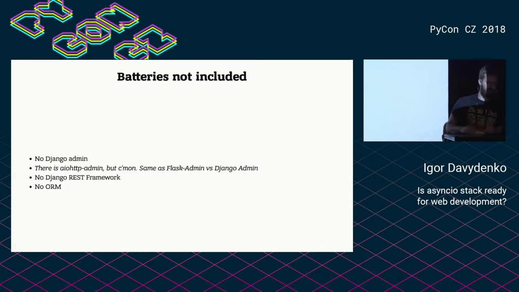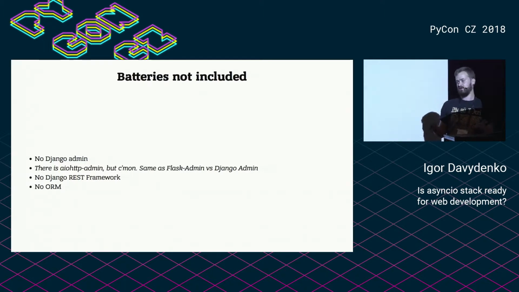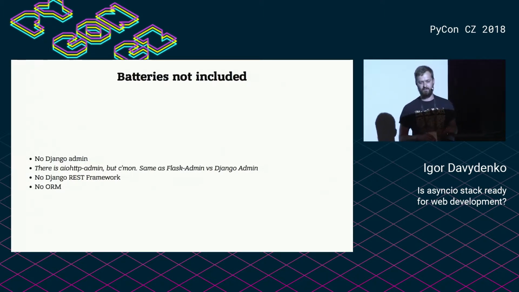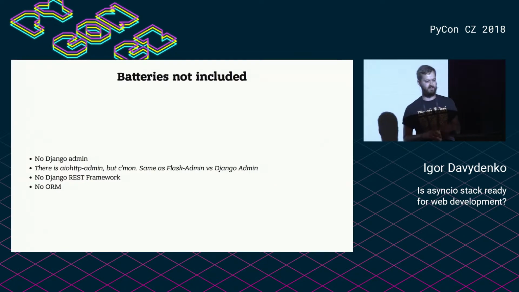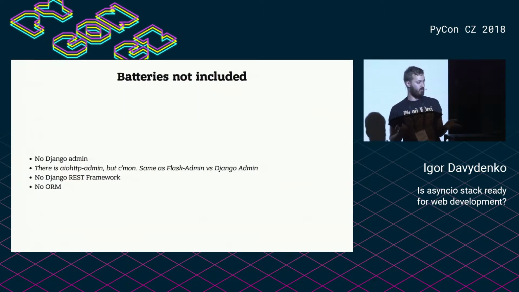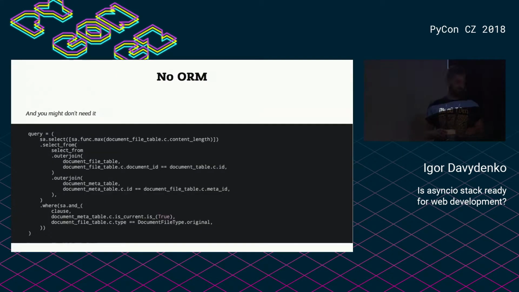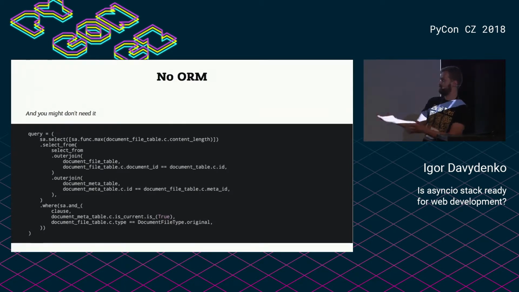Don't forget about this. And don't forget that batteries are not included. Like, no Django admin. Yeah, we have aiohttp admin, but it's a completely similar story to Django admin and Flask admin. Yeah, we can use Flask admin, but why? And no Django REST framework and no ORM. And why do we need an ORM? This is a beauty. This is how we communicate with the database on a regular basis. Why do we need an ORM? It's great.